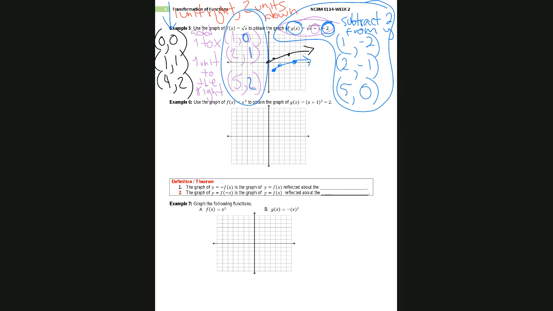Now the next graph here, it's the cubic function, parent function. So I'm going to write down some points.